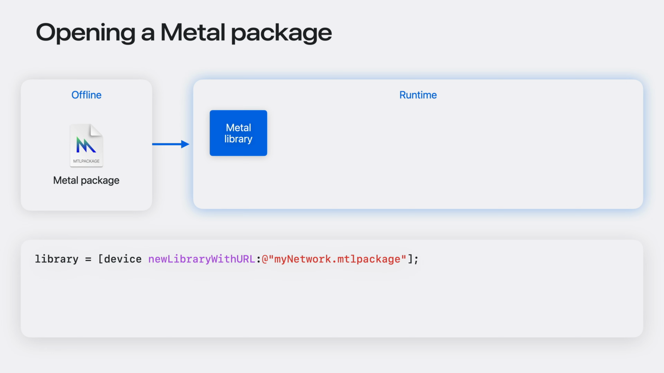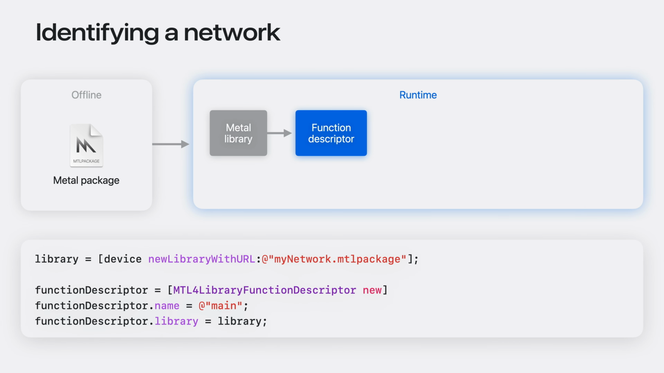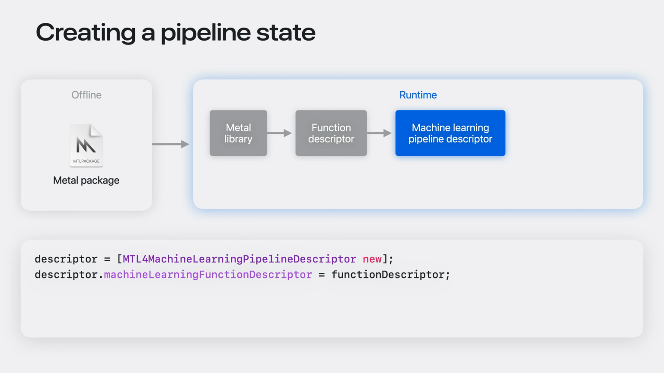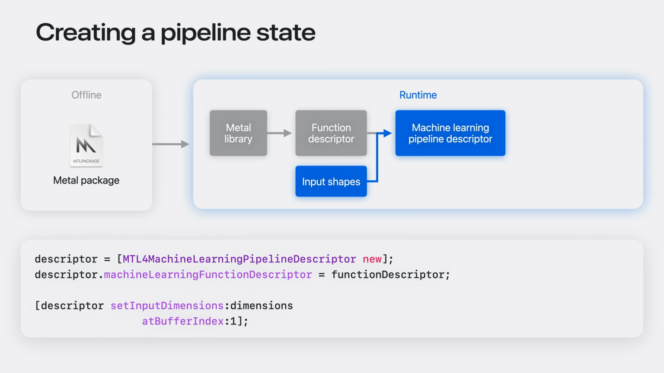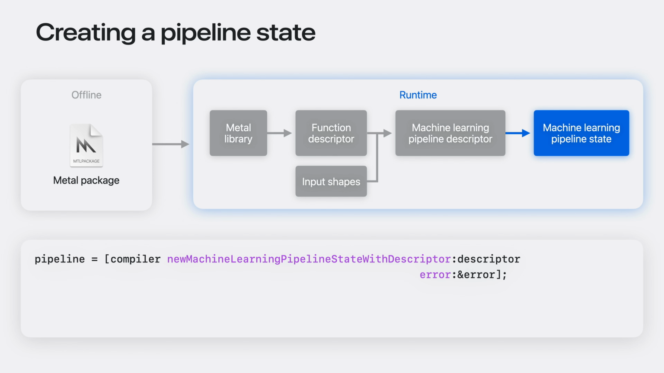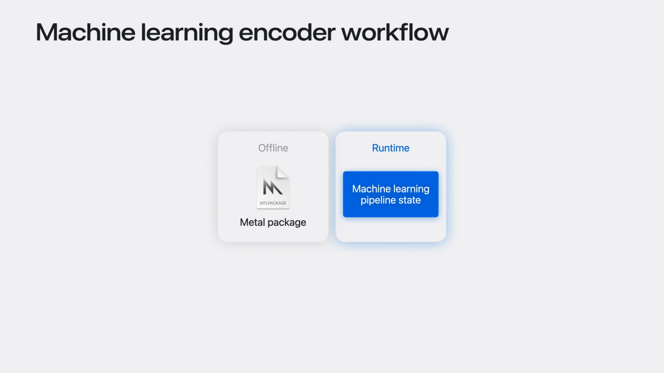To compile the network, first open the Metal package as an MTL library. Create a function descriptor using the name of the function that represents the network in the package, in this case, the main function. To compile the network, create a machine learning pipeline state. This is done using a machine learning pipeline state descriptor with the function descriptor. If the network has dynamic inputs, specify the size of each input on the pipeline descriptor. Compile the network for the specific device by creating the machine learning pipeline state with the descriptor. That's how an ML pipeline state object is created.